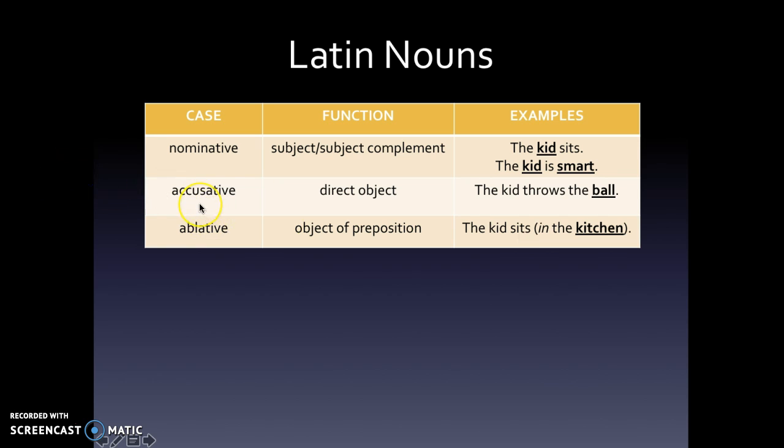Oops, let's talk about the accusative. All right, so the accusative is the direct object. If the subject is doing the verb, the accusative is receiving the verb. So the kid throws the ball. Throws is the verb. You can ask yourself, who's doing the verb? Who's doing the throwing? That's your subject. What's being thrown? The ball. That's your direct object. Here, ball is directly receiving the action of the verb, so it's our direct object. And in Latin, that will be accusative.